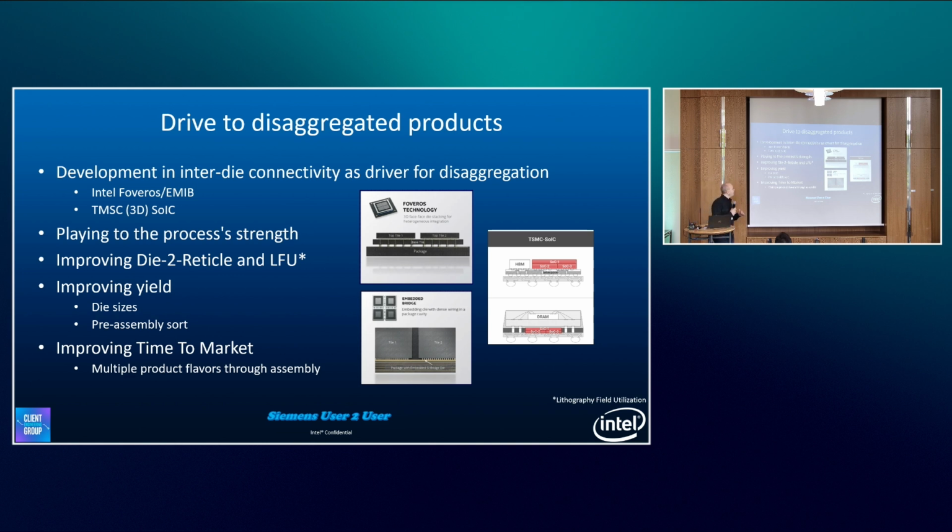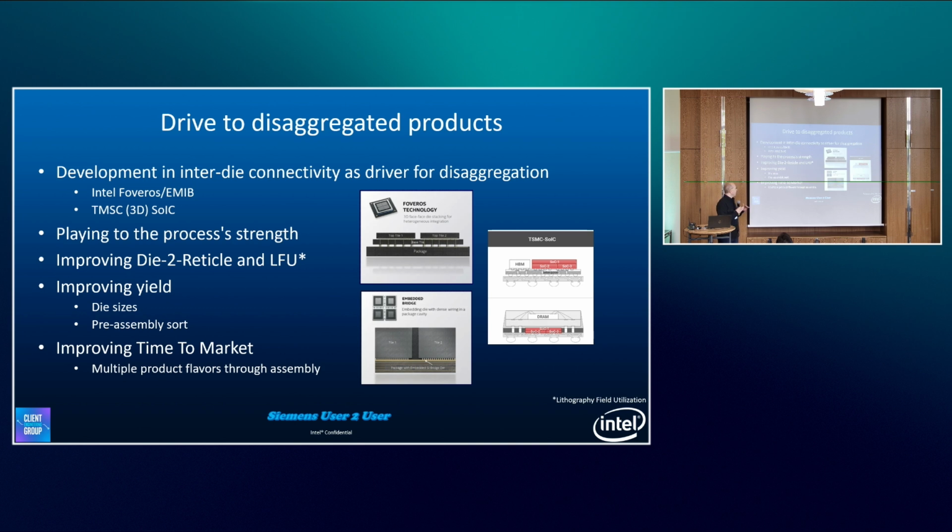The third topic is the yield. Lower die sizes means better yield, but even beyond the die sizes themselves, it provides us the capability to do pre-assembly sort testing, pre-assembly wafer testing, and therefore assemble only good parts, eventually reaching higher yield on the overall product.